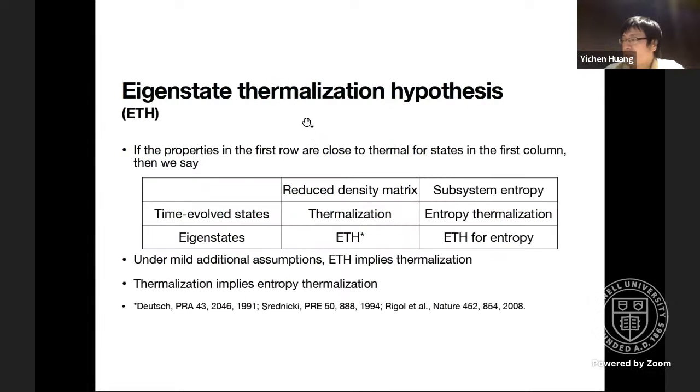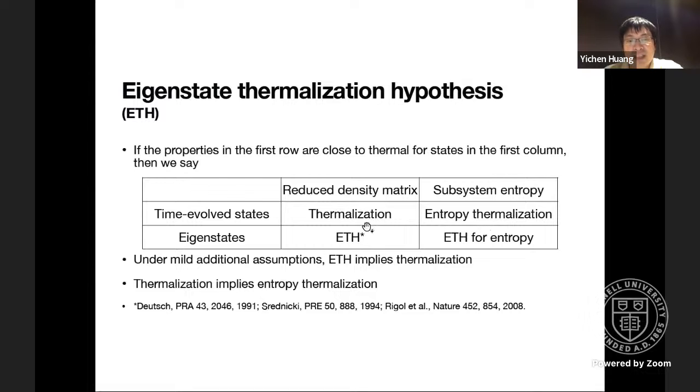And I also will comment on the relationship with the so-called eigenstate thermalization hypothesis. Before doing that, I need to introduce some definitions. This table is just a definition. It says that if the properties in the first row are close to thermal for states in the first column, then we say that those concepts hold. In particular, we have talked about entropy thermalization. This just means that if the subsystem entropy of the time evolved state is approximately equal to the subsystem entropy of the thermal state, then we have entropy thermalization.